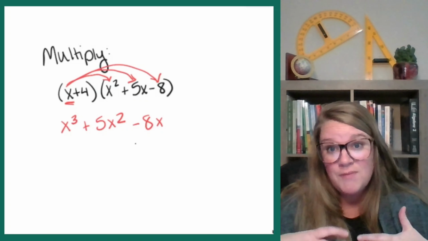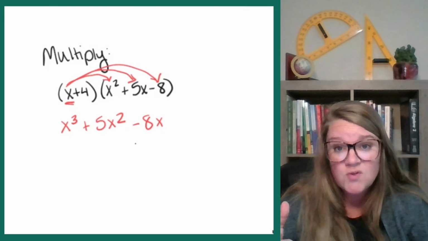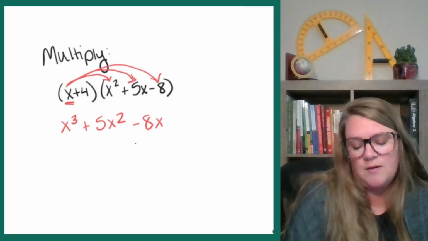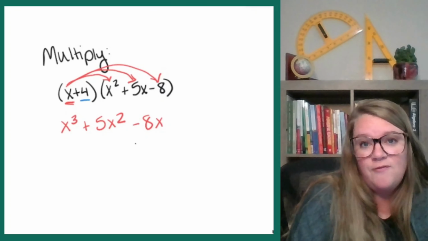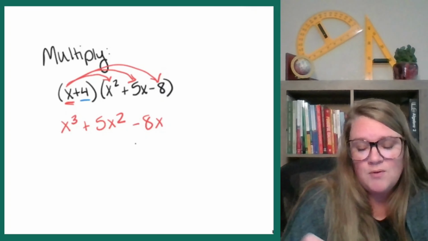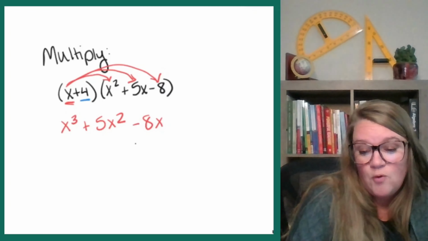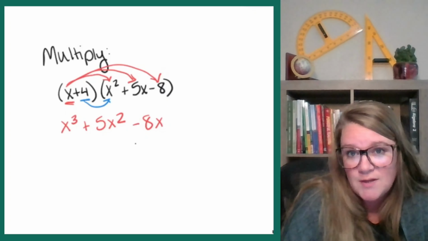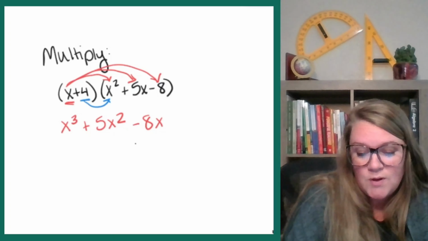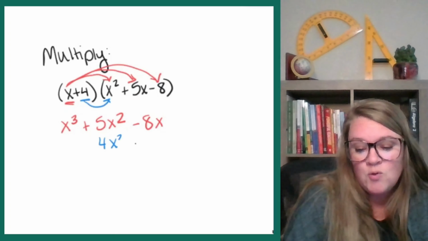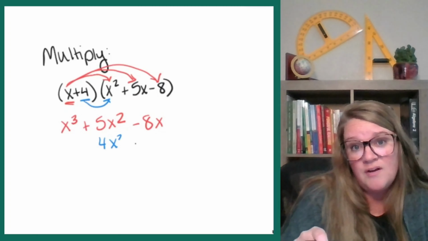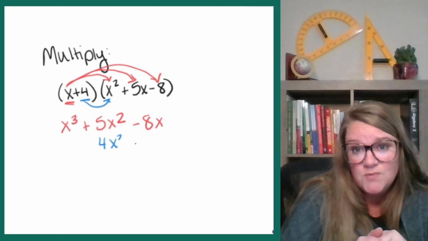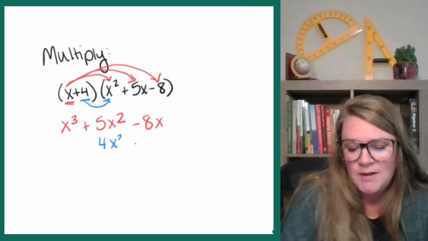But I can't stop there. I can't just distribute the x. I also have to distribute the 4 into the second parentheses. So I want to take 4 times each term in the second parentheses. So starting with 4 times x squared. 4 times x squared is a positive 4x squared, and I'm going to stack that underneath the 5x squared because those are like terms. Just an easier way of organizing them.